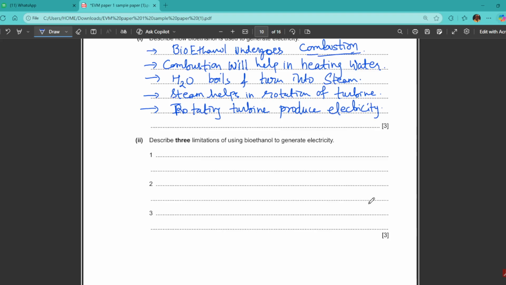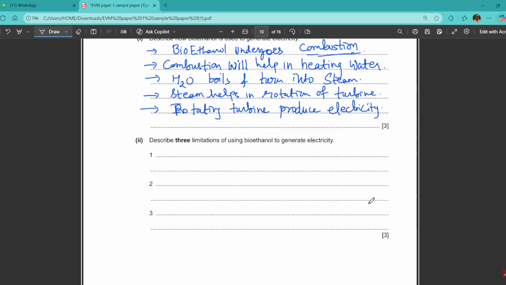EVM paper is very easy. You just need to go through everything 1 or 2 days before, and it's damn easy, guys, believe me. Describe 3 limitations of using bioethanol to generate electricity. Limitations of this energy.